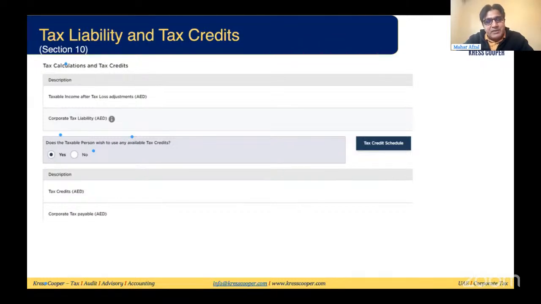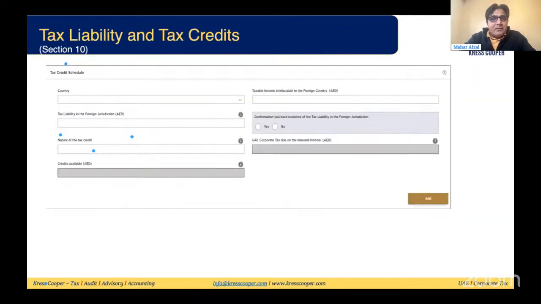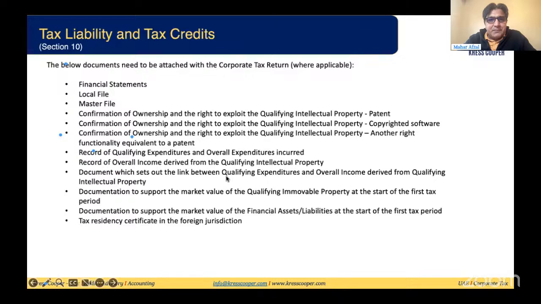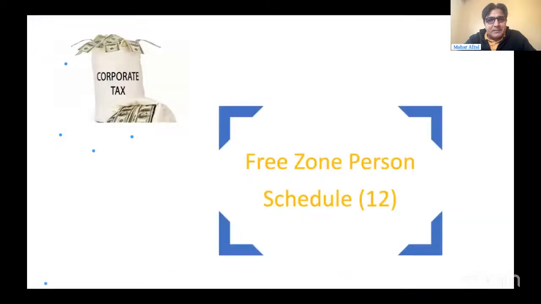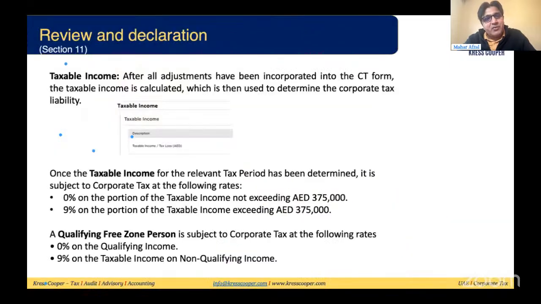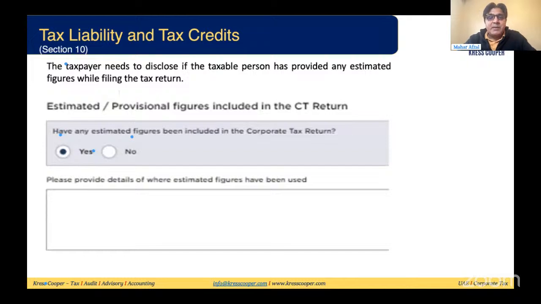Once you are inserting the information into the template or schedule given on the FTA portal, then the system will be calculating the tax liability automatically. After this tax liability, you need to make the adjustment of tax credits. While making the adjustment of tax credit, I will go through the basics of tax credit quickly. We'll be discussing it in the schedule of tax credit. Just wait for it.